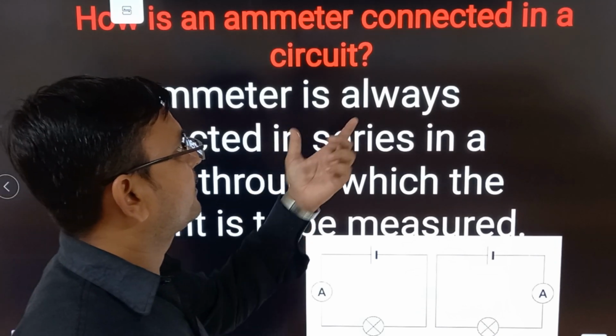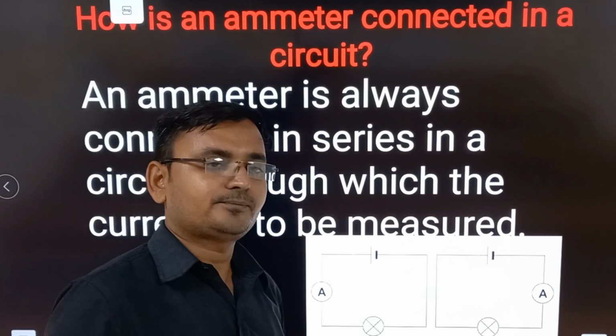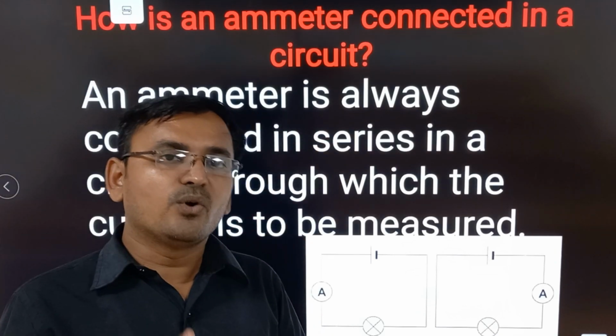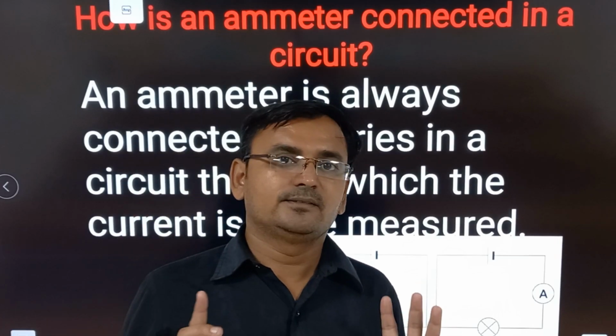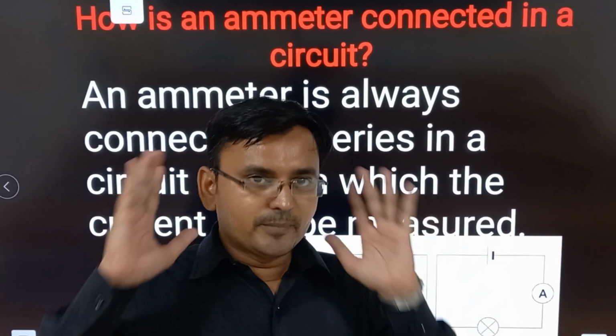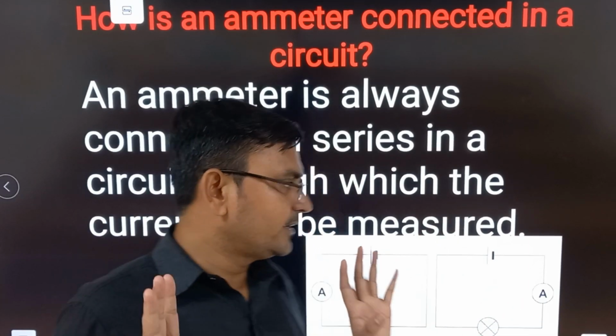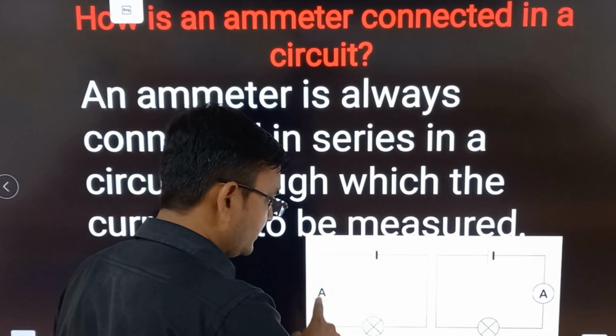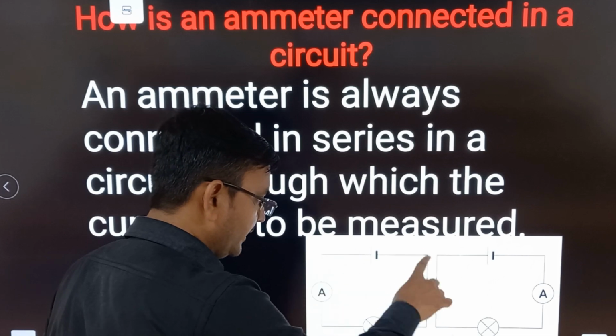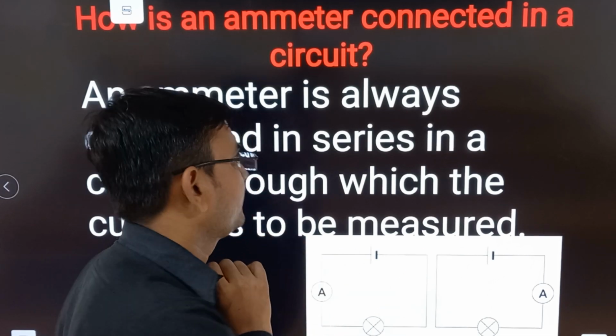How is an ammeter connected in a circuit? Ammeter is always connected in series. You have to keep in mind this thing. Ammeter is always connected in series. For example, here we can see that this ammeter is connected in series.